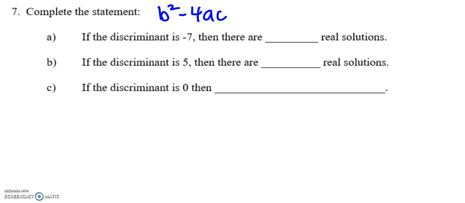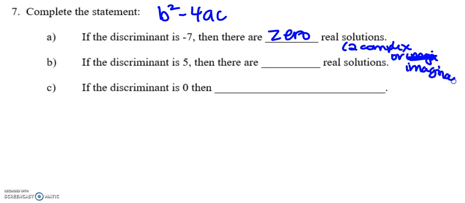So if the discriminant is a negative number, then there are 0 real solutions, because you'd be taking the square root of a negative number, which results in i, which means that your solution is complex. It's not real. So the other way you could say that is there are 2 complex solutions, or imaginary solutions, if you will. Remember, every quadratic should have 2 answers because of that second degree. It's just that in this case, they come out as non-real answers.